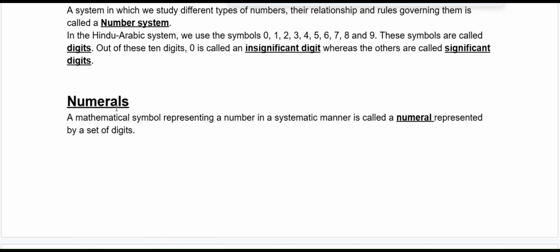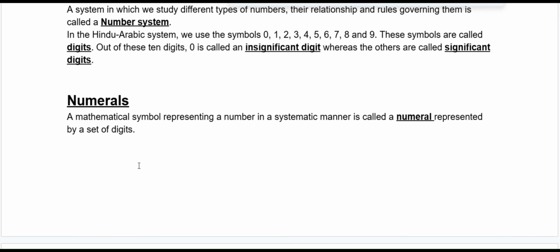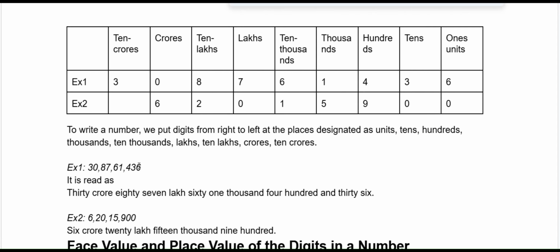And what is numerals? A mathematical symbol representing a number in a systematic manner is called numeral, which is represented by a set of digits. You can see one example here. We'll write from right to left: ones or units, tens, hundreds, thousands, 10,000, lakh, 10 lakh, crore, 10 crore.